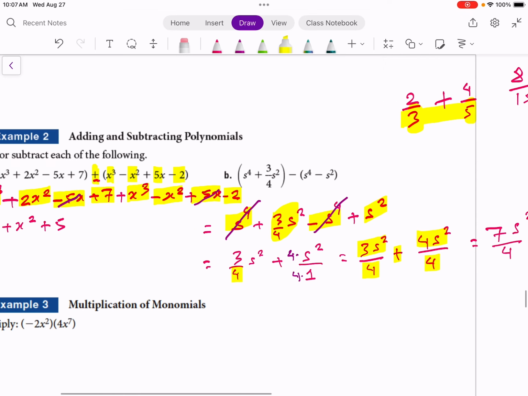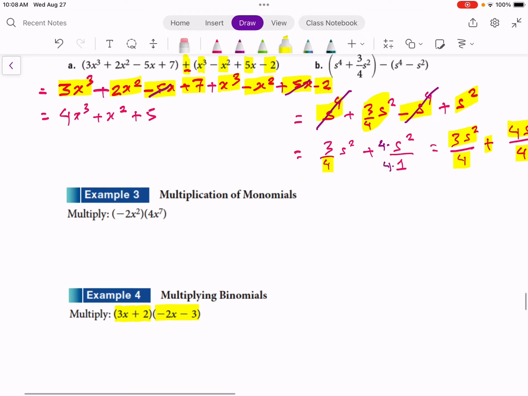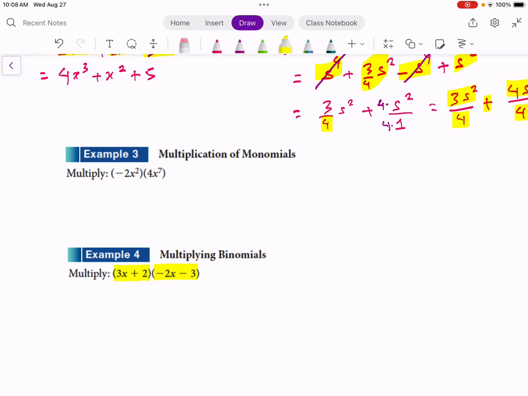Now next we have to multiply the monomials here. So we have negative 2x square, one monomial, 4x to the power 7, that is the next monomial. And when we multiply monomials, we multiply the coefficients first. So the coefficients are negative 2 and 4. So negative 2 times 4, that is negative 8, right? Now next we have to multiply x square and x to the power 7. Now what is x square times x to the power 7?